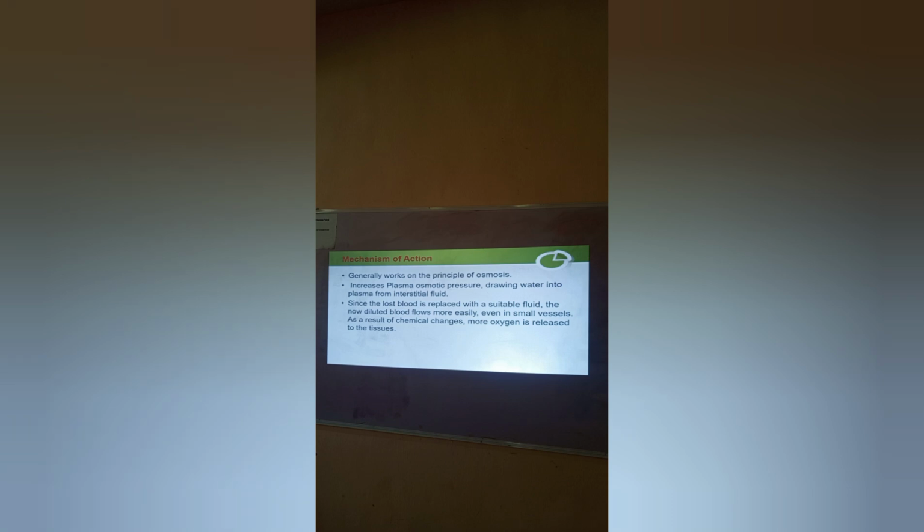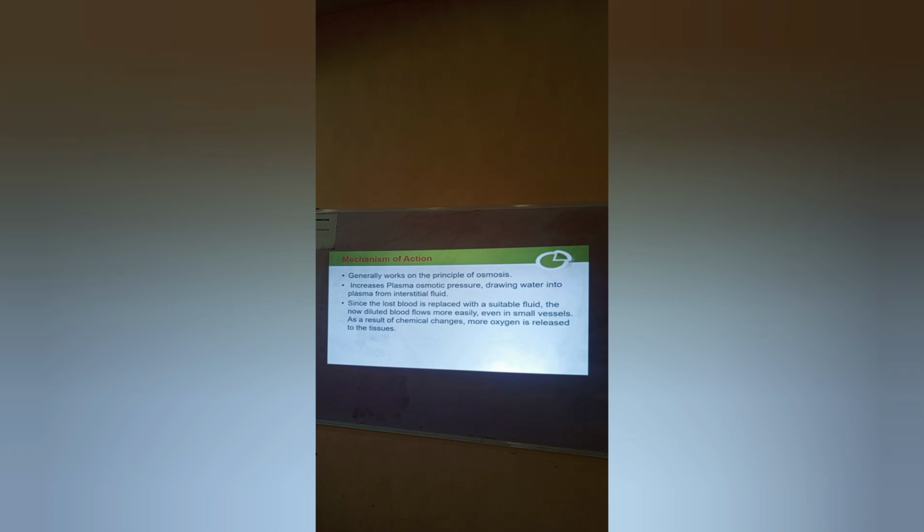Then the mechanism of action, that's how do these crystalloids work, how do colloids work. Generally, colloids work on the principles of osmosis. Taking us back to the basics, what is osmosis? Osmosis is the movement of fluid from a region of lower concentration to a region of higher concentration. So here, how does it work? It increases plasma osmotic pressure by drawing water into the plasma from the interstitial fluid.